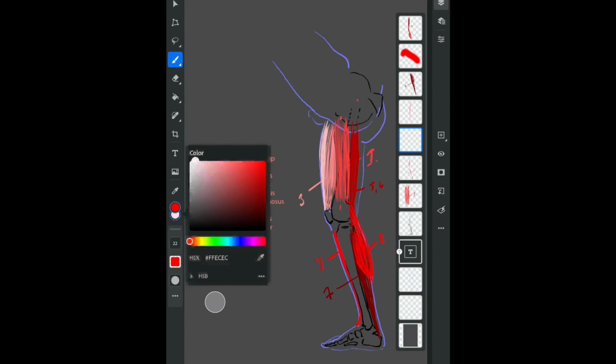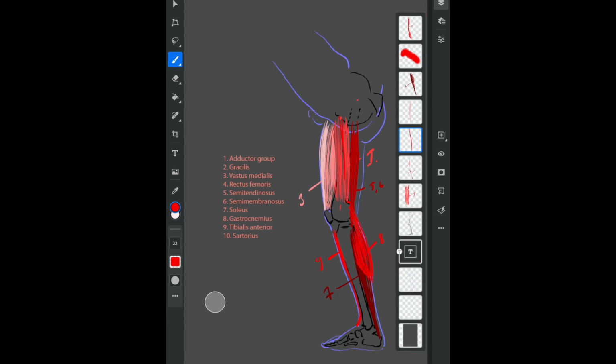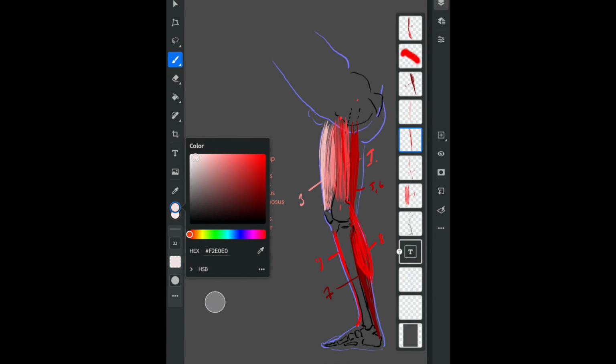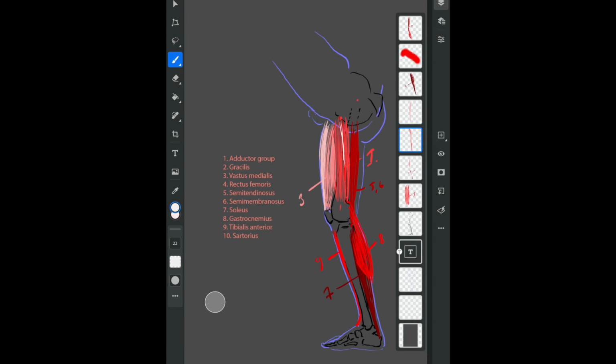All right, so the gracilis muscle starts at the pubic bone and is going to run straight down like this. Let's get white in there. Here's our gracilis muscle running from the pubic arch and attaching itself to the medial condyle here. We've got the gracilis here, like this. That's going to be number 2. Sorry, this is a little bit out of order. And then the sartorius, number 10.